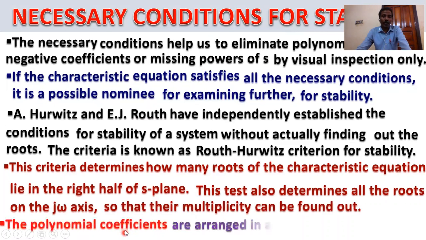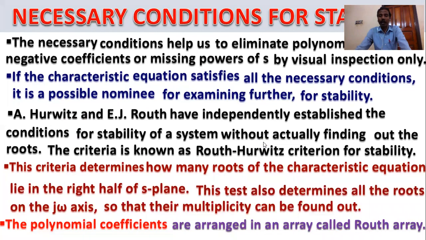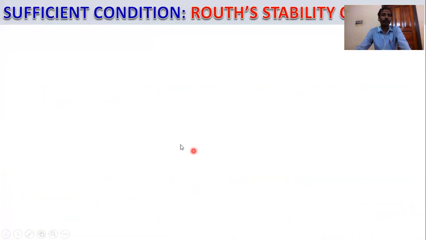The polynomial coefficients, that means the given third order polynomial equation, are arranged in an array called the Routh array. So what is the Routh array? Next step, sufficient conditions, Routh stability analysis.